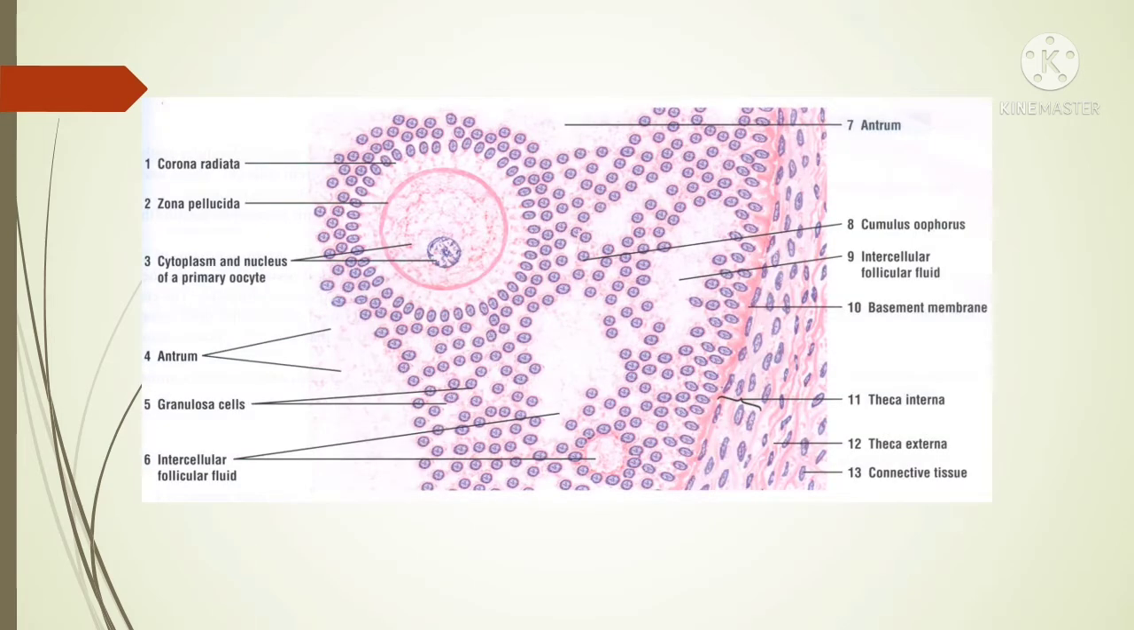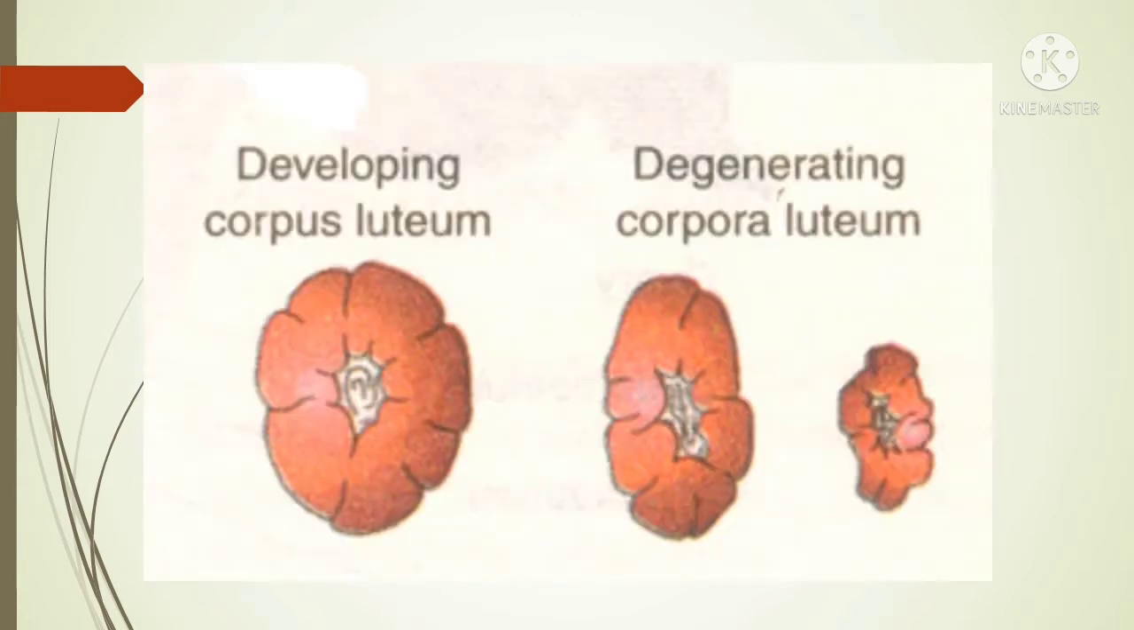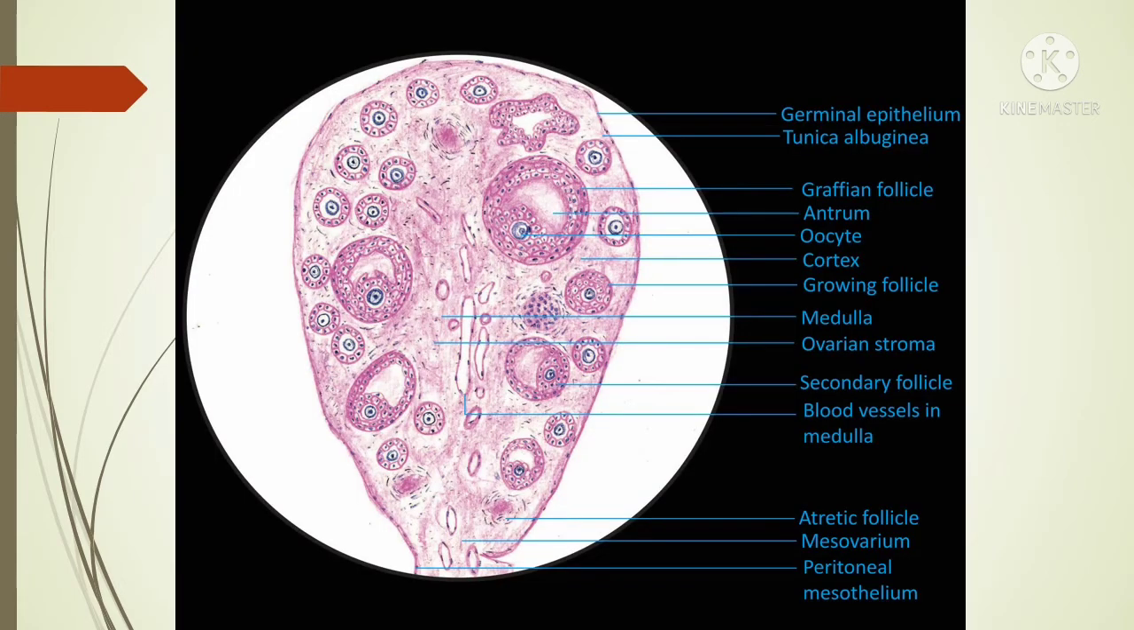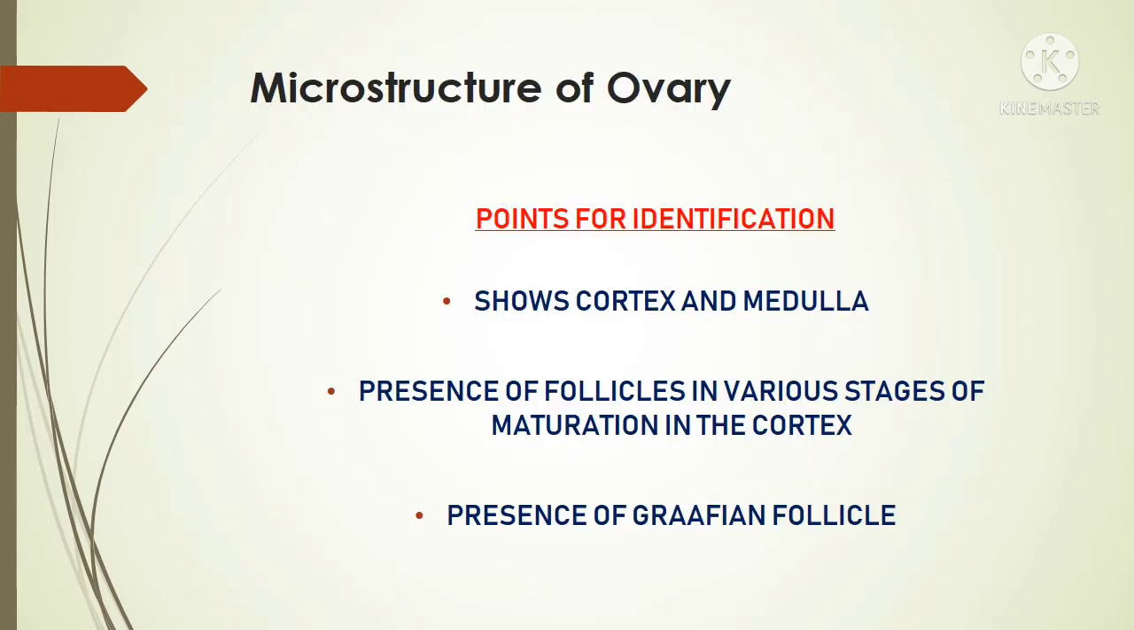This picture shows the Graafian follicle consisting of the primary oocyte with the zona pellucida and corona radiata cells. This is the corpus luteum filled with lutein pigment cells. Points for identification: it consists of the cortex and medulla, presence of follicles in various stages of development in the cortex, and presence of the Graafian follicle. The medulla consists of blood vessels and connective tissue.